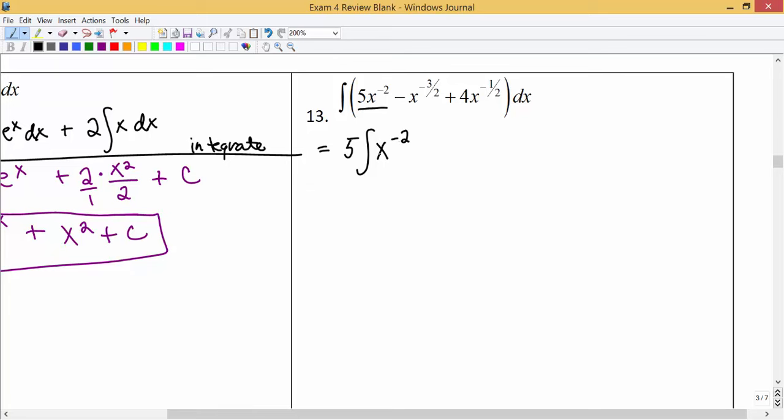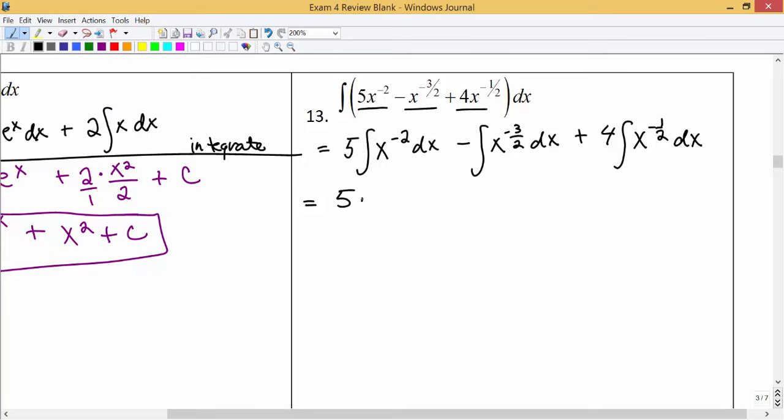I'm going to integrate x to the negative 2 power with respect to x, minus, we're going to integrate x to the negative 3/2 power, also with respect to x. And then for the last term there, I'm going to pull out the 4, pull out that constant, and then I'm going to integrate x to the negative 1/2 power with respect to x. So I'm going to bring down the constant, add 1 to the power, and divide by the new power.